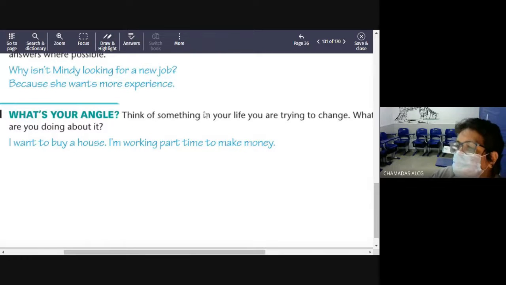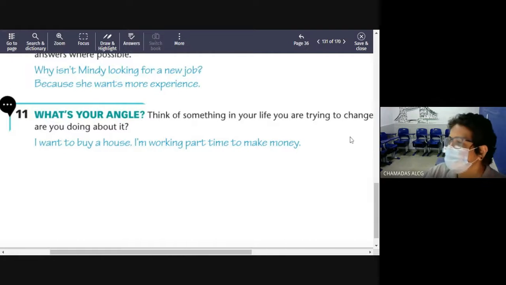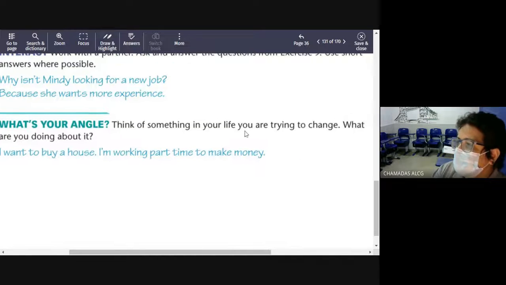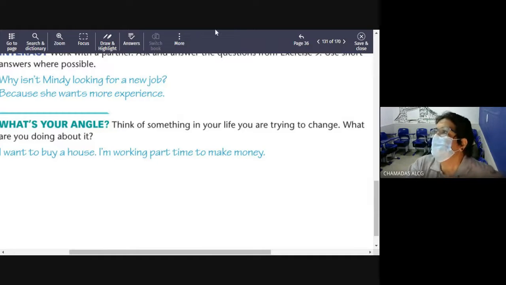Think of something in your life you are trying to change. What are you doing about it? Think about it, okay? Bring the answer next class. Here there is an example, all right? I want to buy a house. I'm working part-time to make money. Okay? But this one here, I really want you to think it over and then bring next week. We can discuss, right? All right, people.